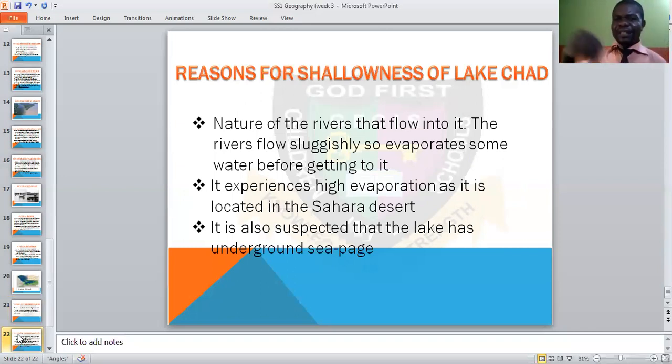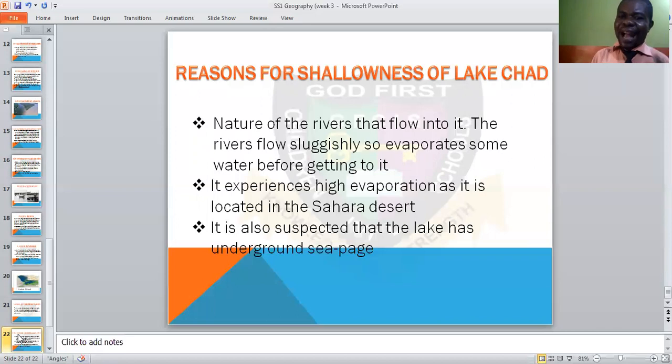Then why is Lake Chad shallow? There are reasons. Lake Chad is not really deep. Number one, the nature of the rivers that flow into it. The rivers flow sluggishly, and because of that, they evaporate as they are going into the lake. If they carry, for example, 50 liters of water, before they get to Lake Chad, they would have evaporated like 20 liters. That is why it's still shallow, even though it collects water from many other rivers.